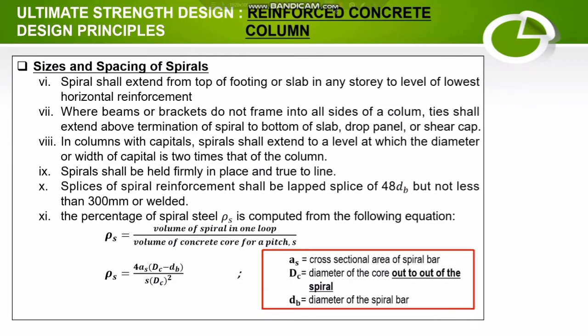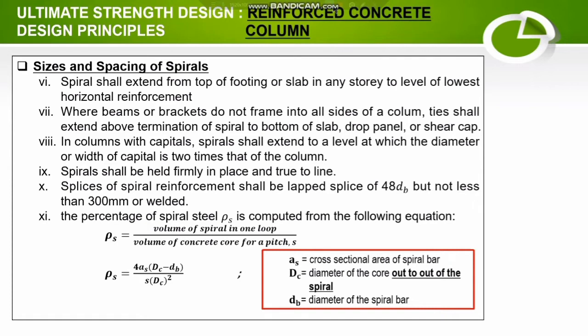Spiral shall extend from top of footing or slab in any story to level of lowest horizontal reinforcement. Where beams or brackets do not frame into all sides of a column, ties shall extend above termination of spiral to bottom of slab, drop panel, or shear cap. In columns with capitals, spirals shall extend to a level at which the diameter or width of capital is two times that of the column.